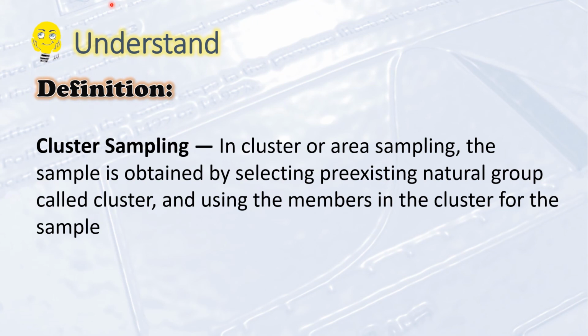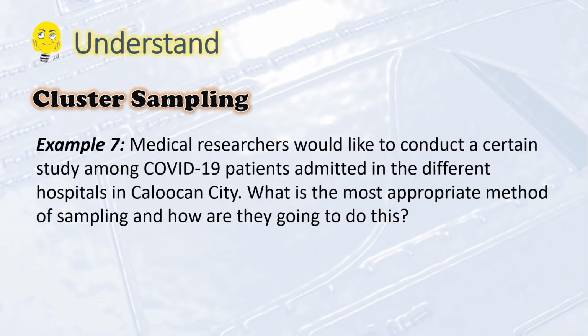This time, let us have cluster sampling. In cluster or area sampling, the sample is obtained by selecting pre-existing natural groups called clusters and using the members in the cluster for the sample. Let us have an example.